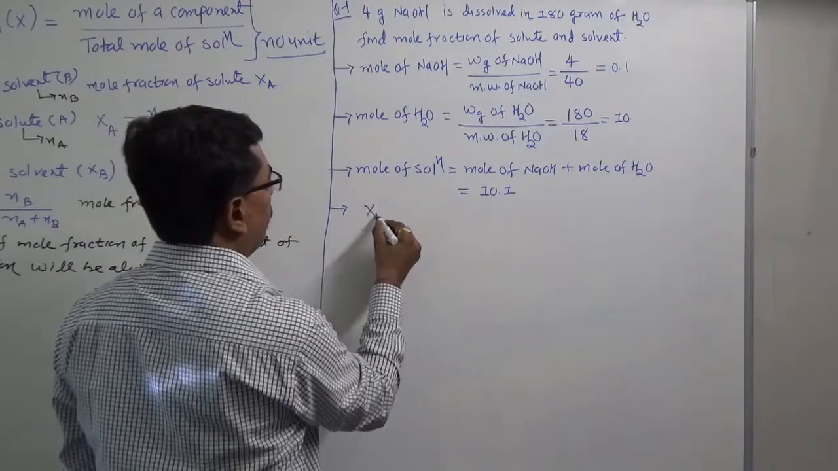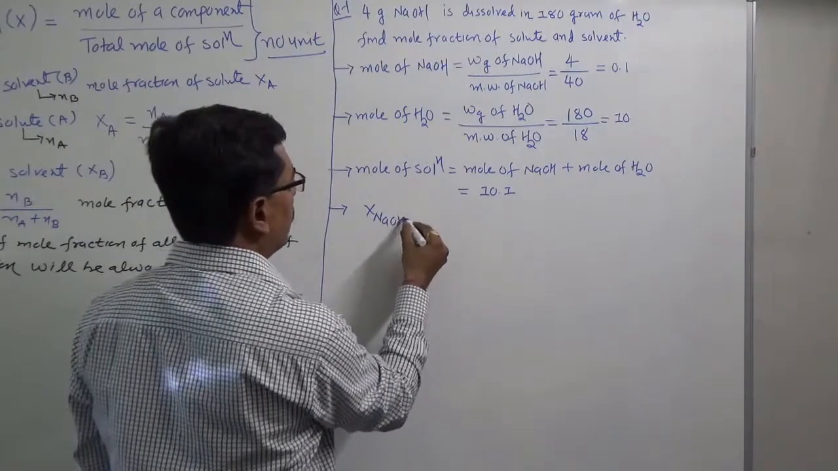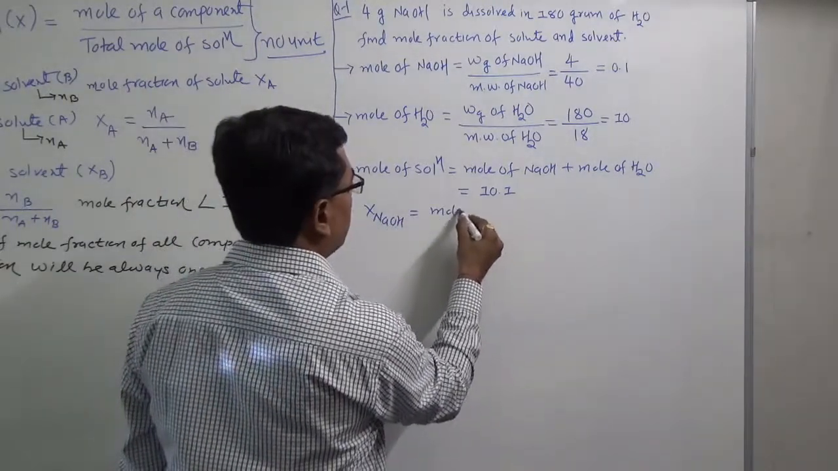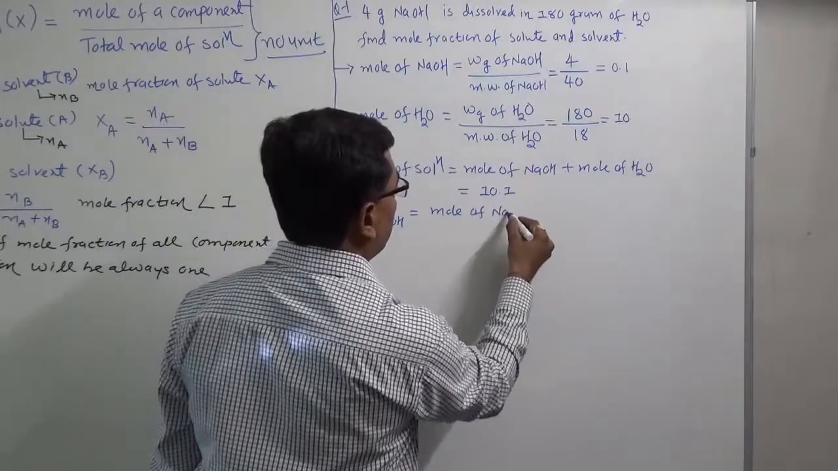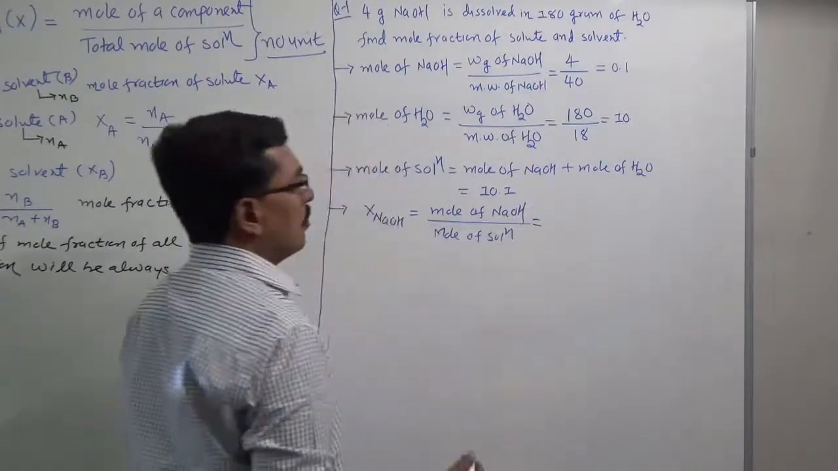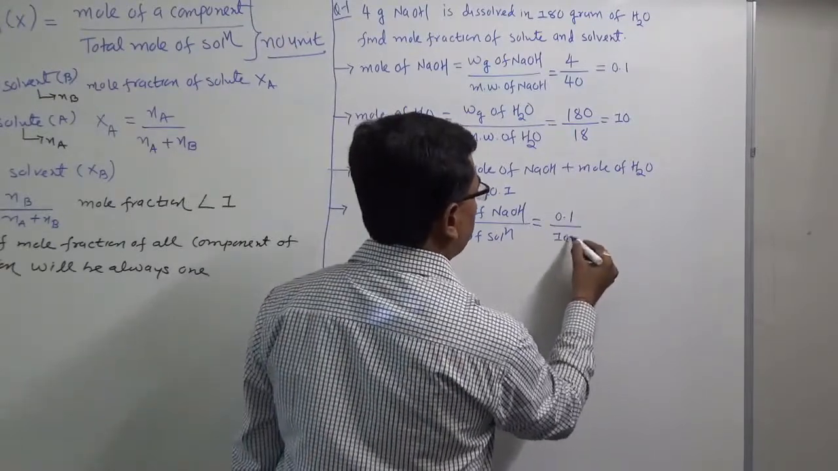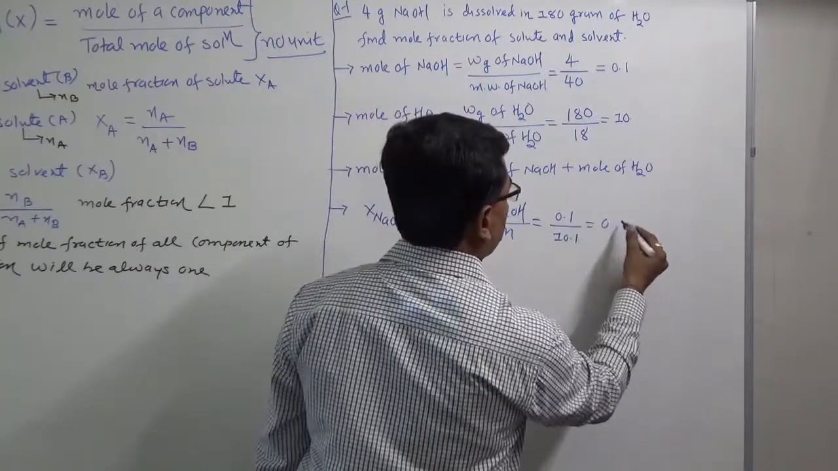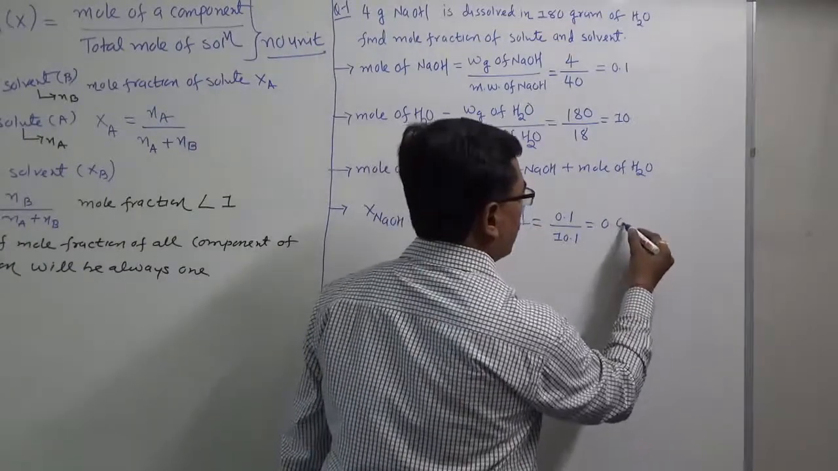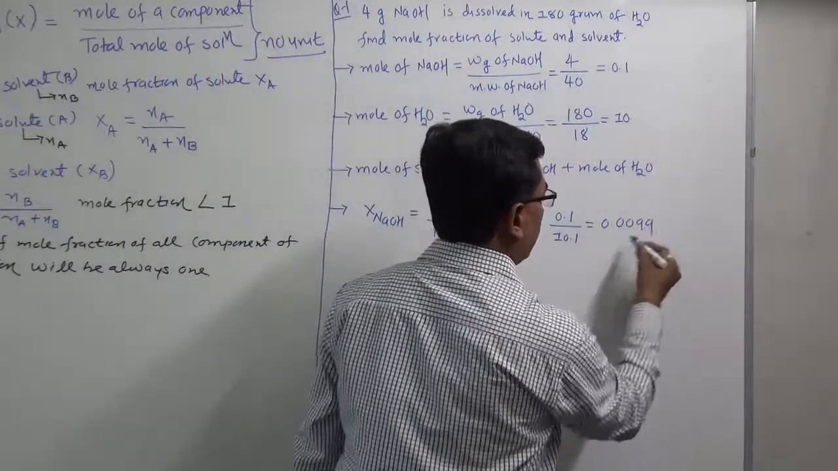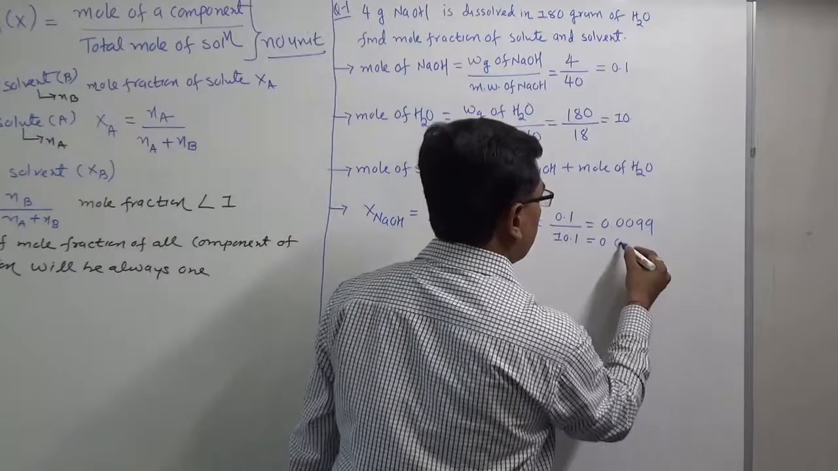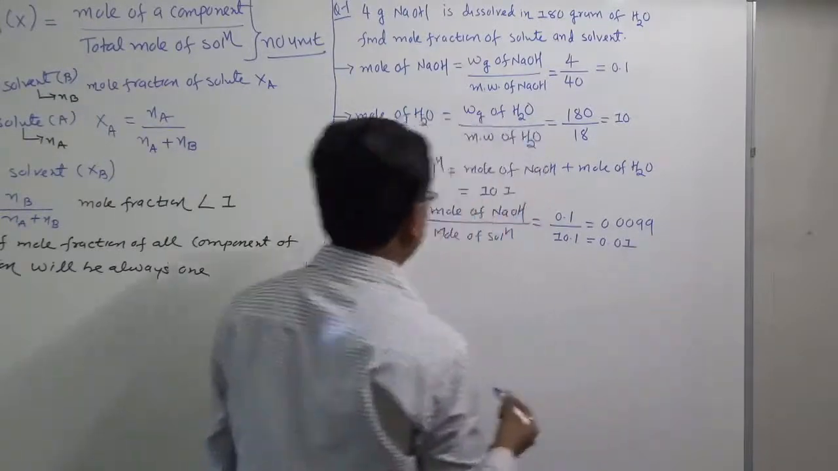Mole fraction of NaOH equals mole of NaOH divided by total mole of solution. Now mole of NaOH is 0.1 and total mole of solution is 10.1. So by simplification you will get the answer 0.0099. You can simplify this to 0.01.